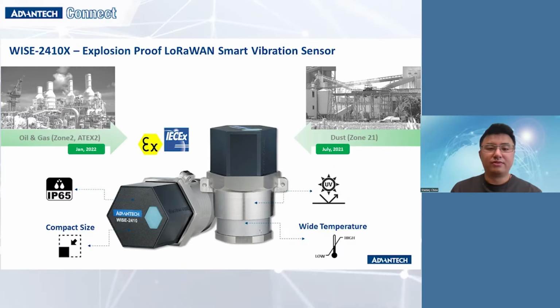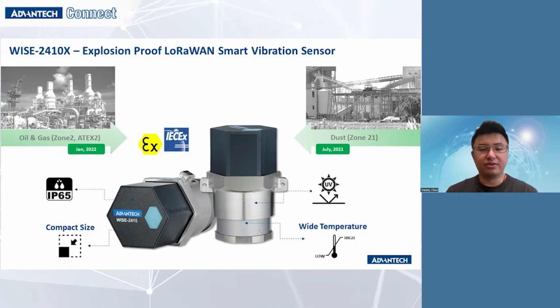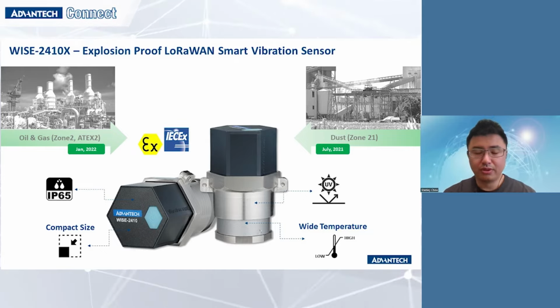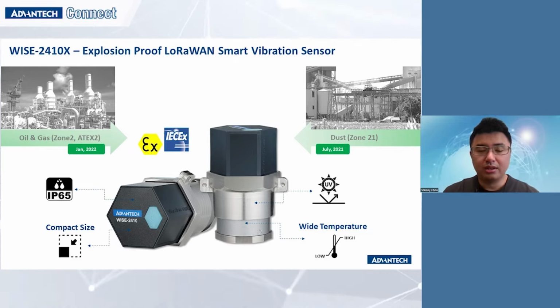And besides the 2410, we built a 2410X recently, and it has the IECEx Zone 2 and Zone 21, and also the ATEX certifications for explosion-proof applications. So customers from the oil and gas industries can use the Zone 2 ATEX versions. Customers from food and beverage applications or mining, which require dust explosion-proof products, can choose the Zone 21 version.